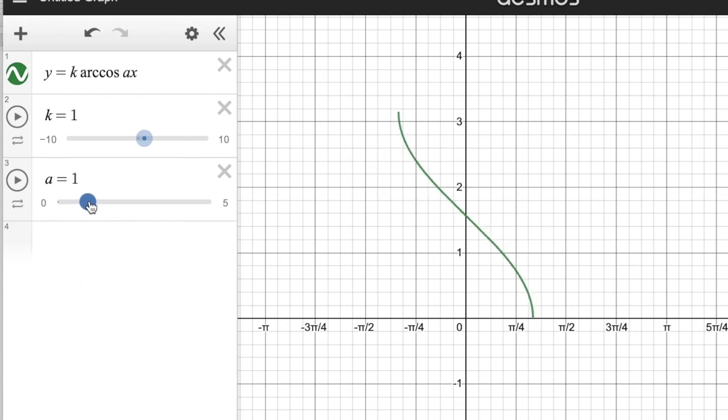So it is a bit counterintuitive that making the a bigger shrinks it and making the a smaller stretches it, but that is what happens horizontally. Vertically, it's much more intuitive. You increase it, it gets bigger. You decrease it, it gets smaller.